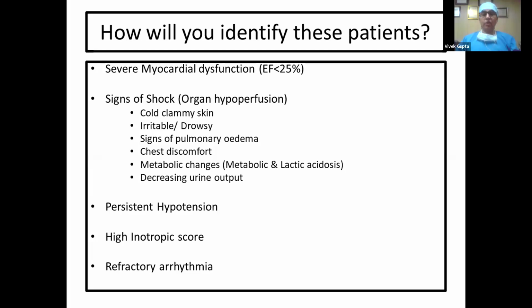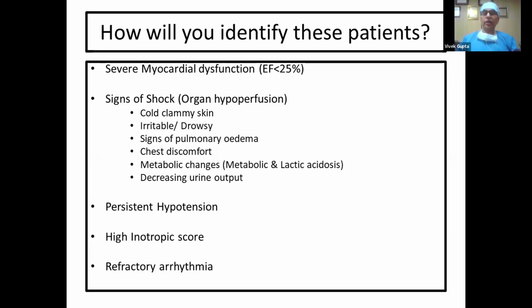The patient has persistent hypotension in spite of high inotropic support, and the inotropic score is rising. As per the ELSO recommendation, you should consider these patients for VA ECMO when the inotropic score goes beyond 20. But to be honest, we come across patients whose inotropic score is above 100 when we actually try to initiate ECMO.